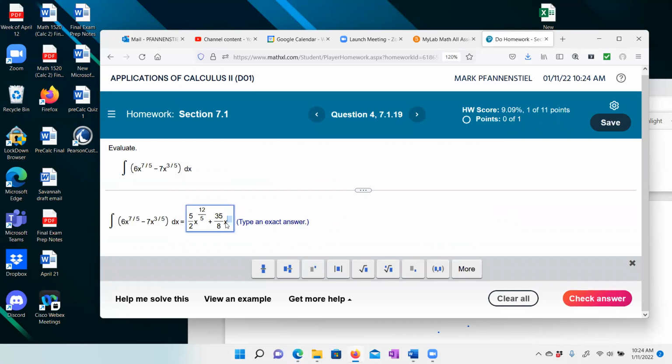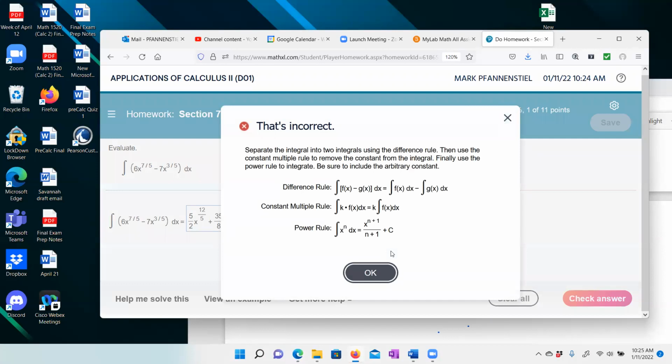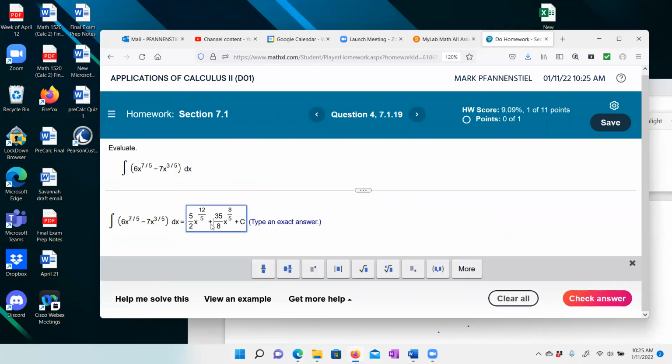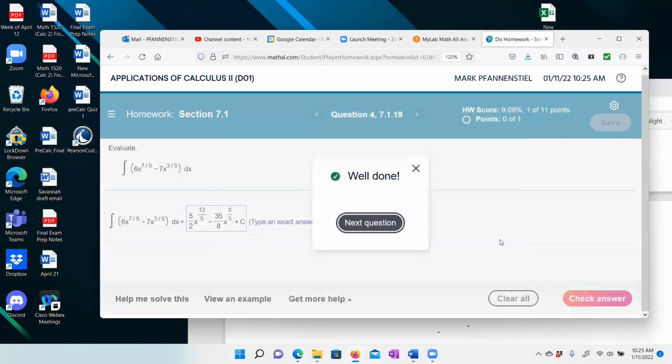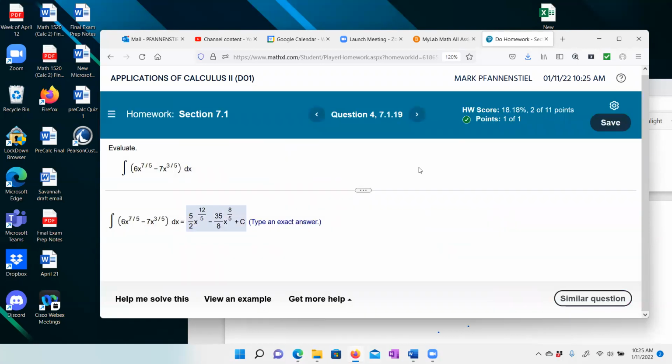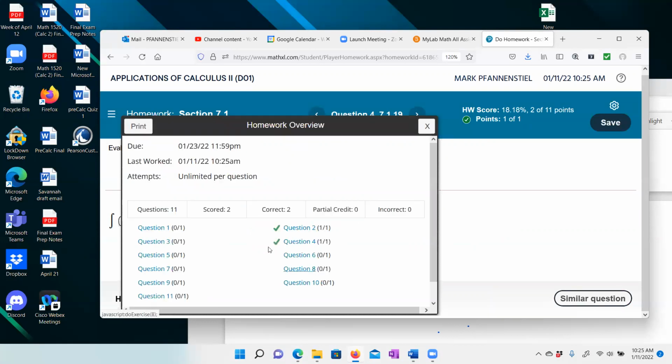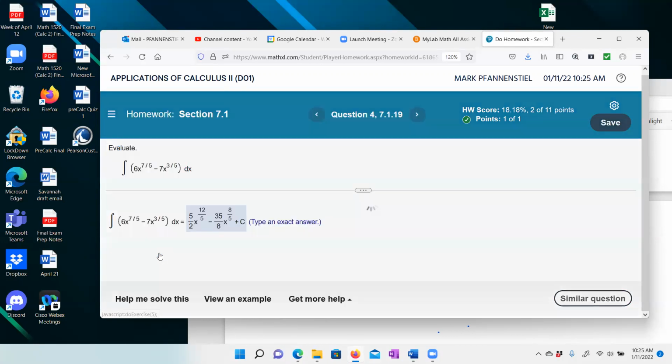8/5, and then plus c, otherwise it'll tell me I'm wrong. C, and that's the kind of thing you're looking for. Okay, and then we'll see. I did something wrong. Oh, I put plus instead of the minus. So fortunately, it didn't say, nope, you're all wrong, do it again. Thank goodness.